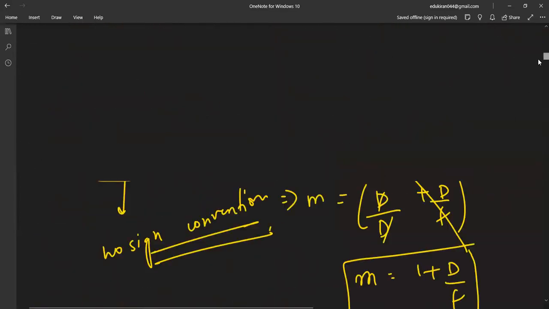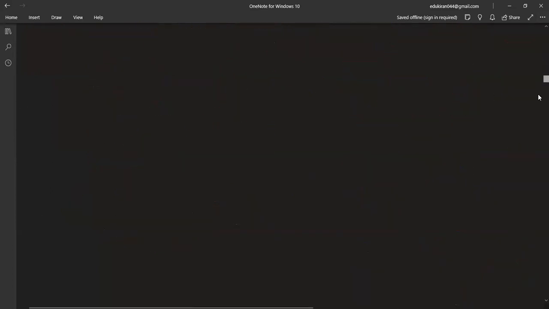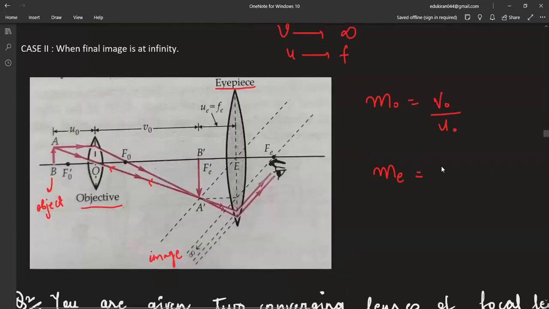And what was the formula for infinity? Now this is the formula for infinity. So magnification will be D by FE. So final magnification will be M naught into ME, which is equal to V naught by U naught into D by FE. This was the magnification left to be discussed.